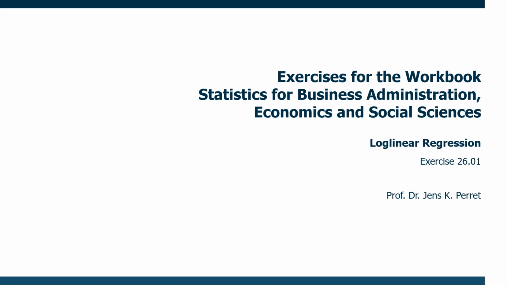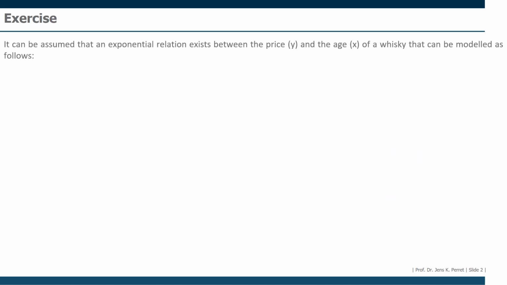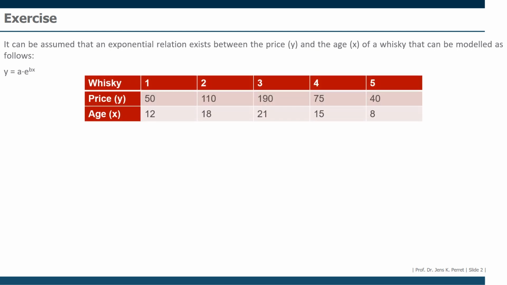Welcome to another exercise for the workbook Statistics, this time focusing on loglinear regression. Our task here: it can be assumed that an exponential relation exists between the price y and the age x of a whiskey that can be modeled as follows. And we get here the model we should use. And well, the parameters a and b we should estimate using this data set for prices and age.